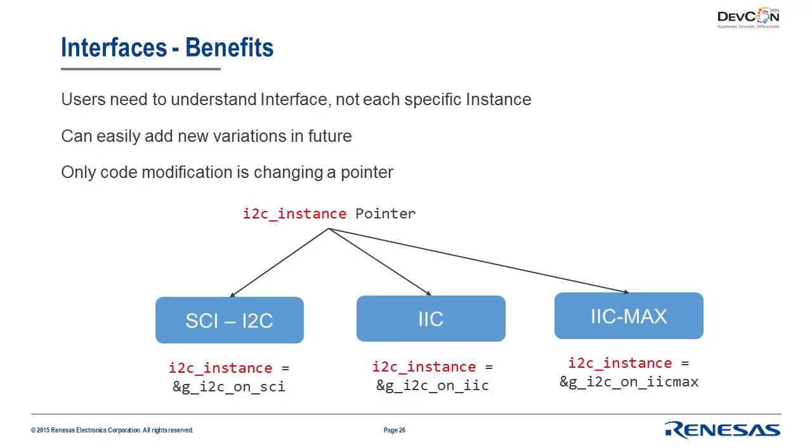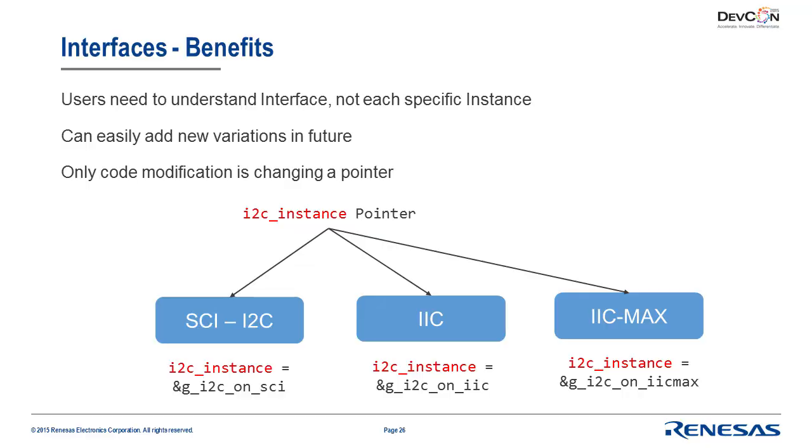So the benefits: users need to understand the interface, not each specific instance. We were talking about that before. Now you can focus on knowing that, hey, I need to use I²C, and Renesas offers these peripherals that implement that. You don't have to worry about reading the 100-page guide for that peripheral. You can easily add new variations in the future.